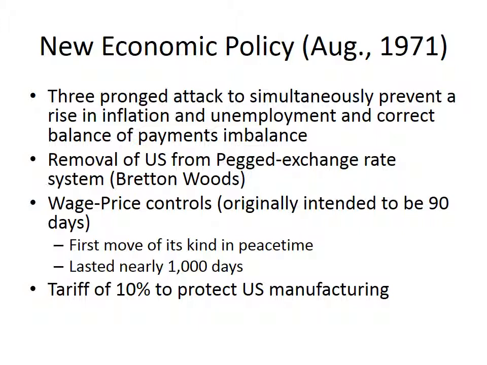And that inflation actually by the end of the 70s will go into double digits. We'll talk about that a little bit later. And the final prong is a 10% tariff on imports to protect U.S. manufacturing. Now, this is the problem, and just as a quick analysis to finish off the analysis of this new economic policy, that's a problematic thing to do.